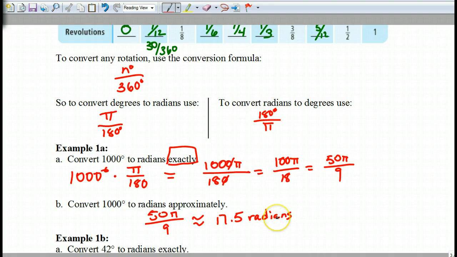So should we always do the little squiggly? A fraction like this is an exact amount. A decimal is actually an approximation because you're rounding.